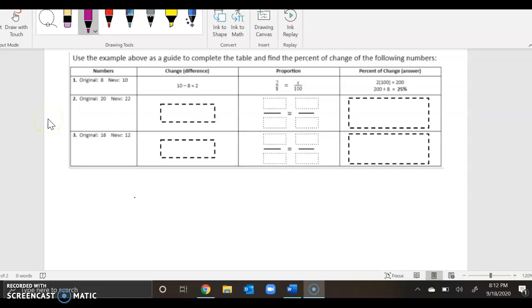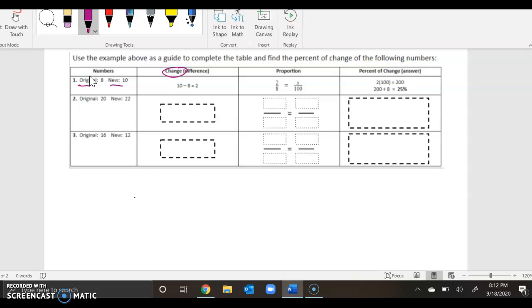Today's lesson was a review on percent of change. So you can see in the first example, the table is already done for us. You can see the original amount, the new amount, and then we have to find the change first. So our original amount was 8, our new amount was 10. So you subtract 10 minus 8 is 2.